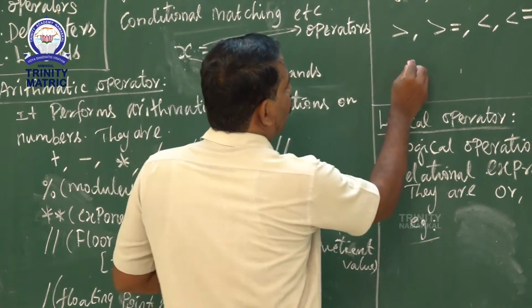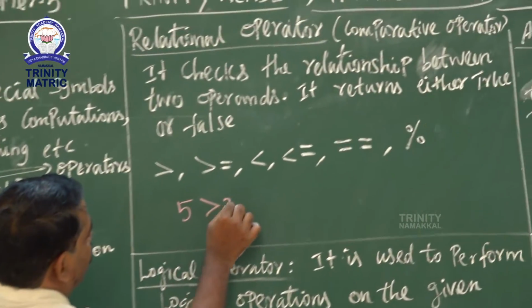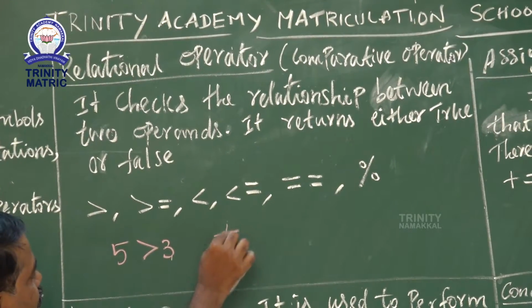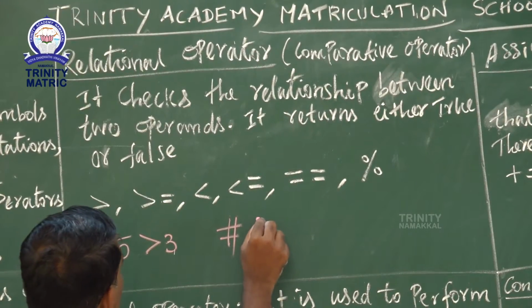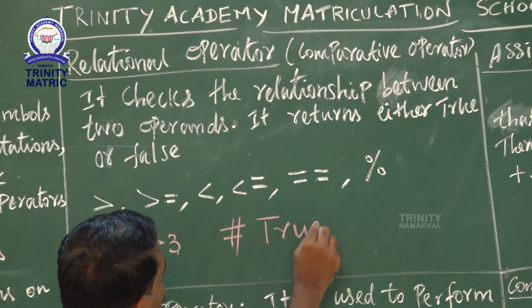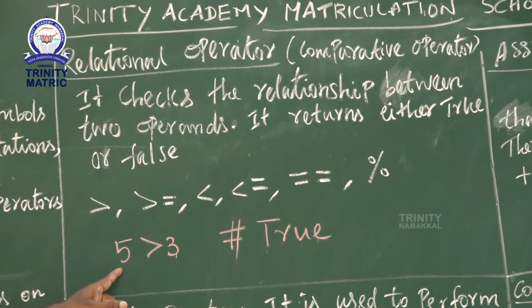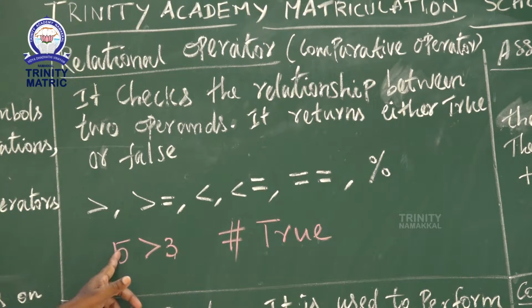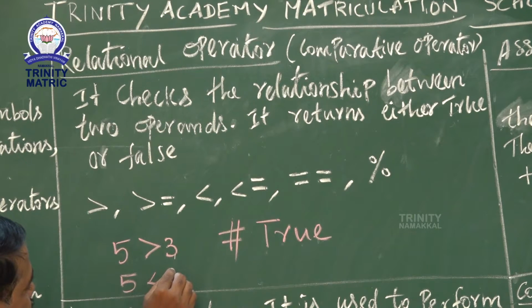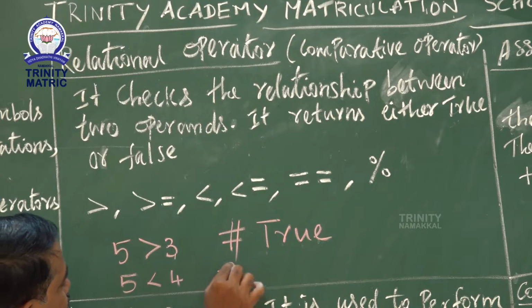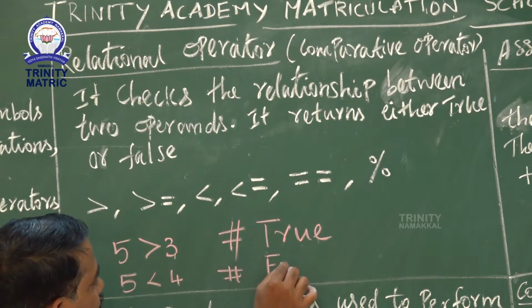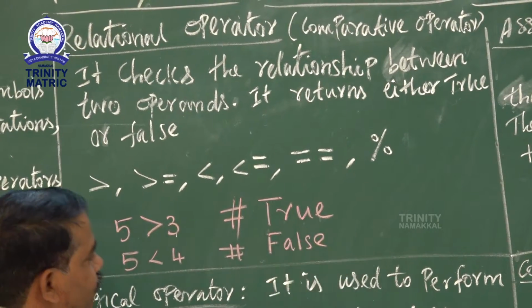I give an example: 5 greater than 3, we get the result TRUE, because 5 is greater than 3, that is true. So we get the answer true. 5 less than 4, we get the answer FALSE, with a capital F.